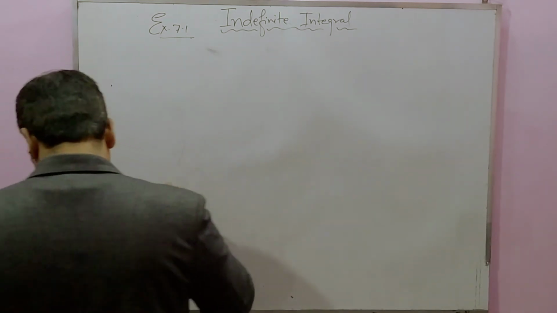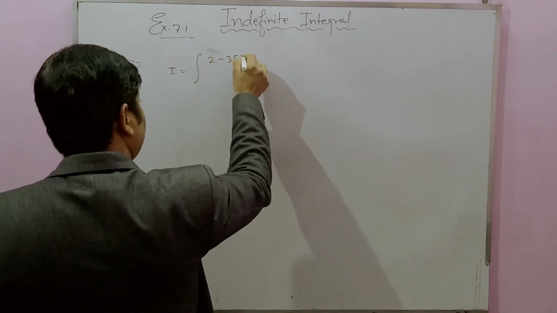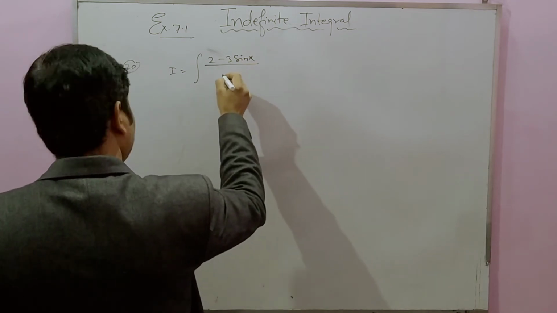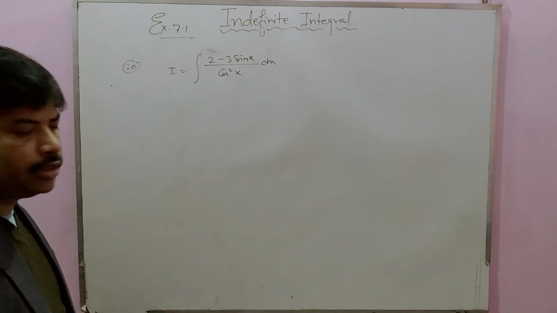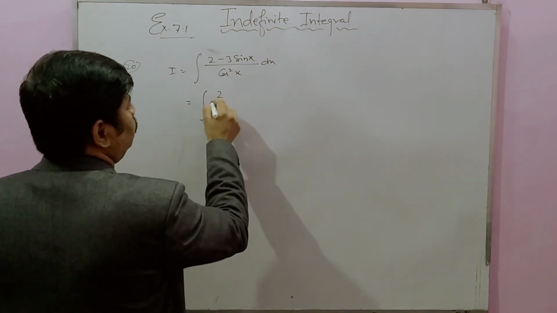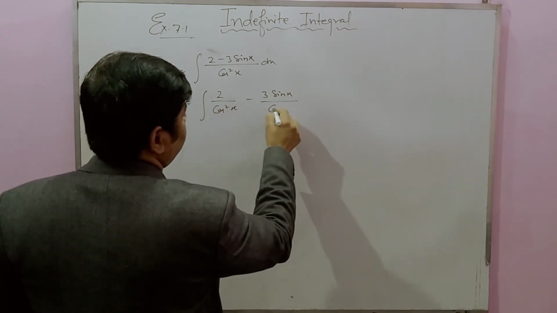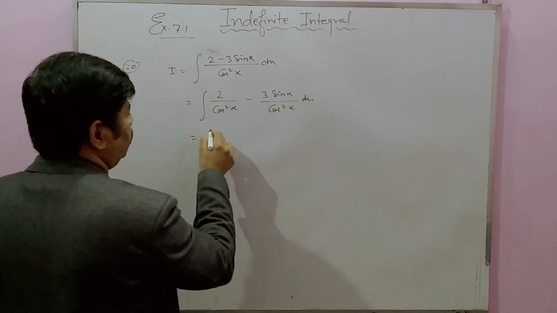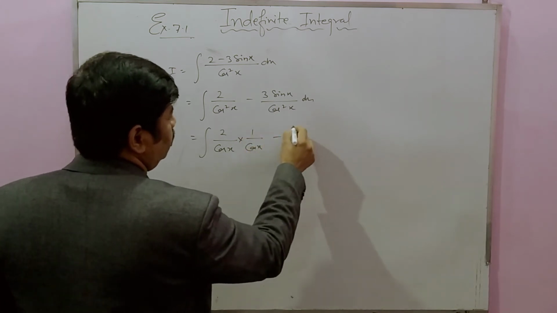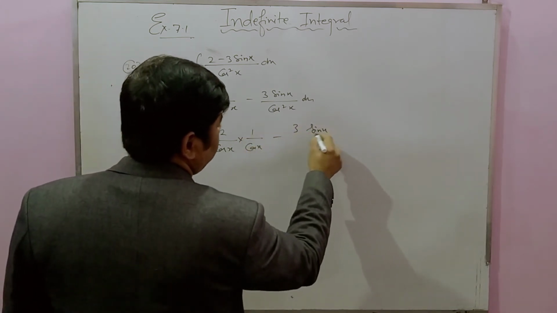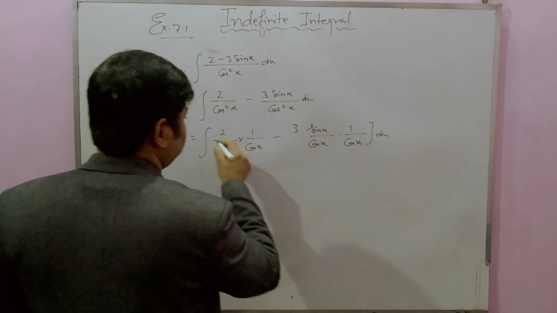Question number 20. I equals the integral of (2 minus 3 sin x) upon cos square x dx. First of all, we have to separate both of the terms. So 2 upon cos square x minus 3 sin x upon cos square x dx. Can we write 2 upon cos x multiplied by 1 upon cos x, minus 3 sin x upon cos x into 1 upon cos x dx.